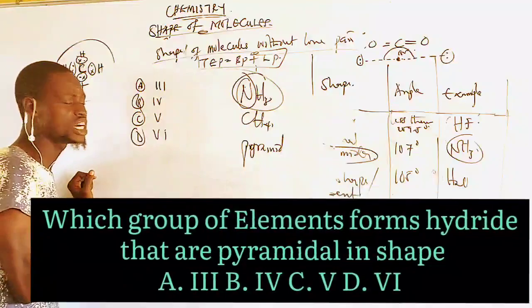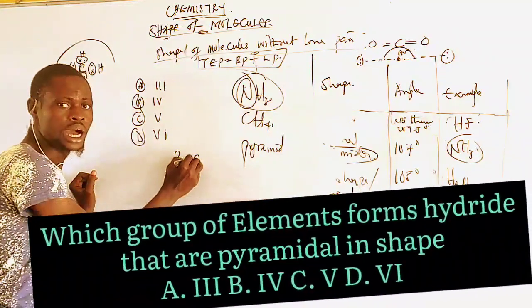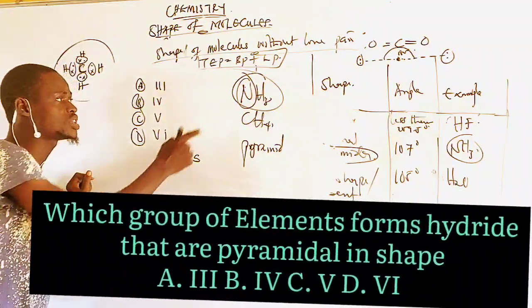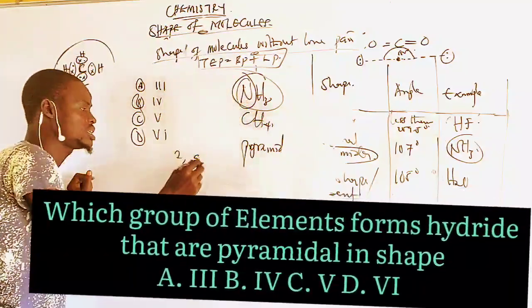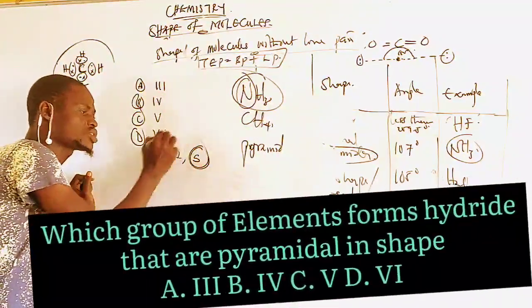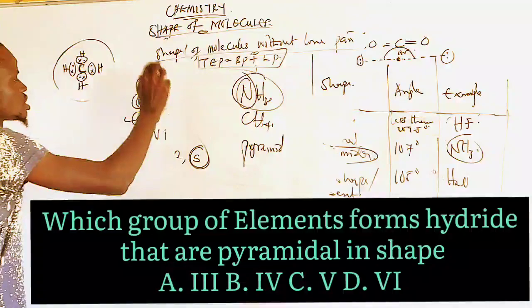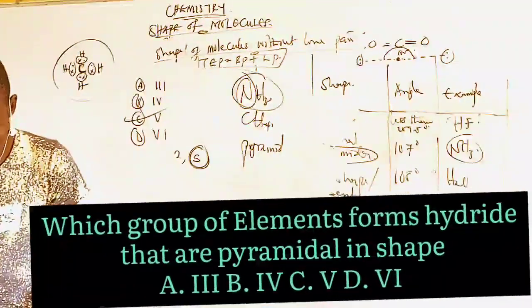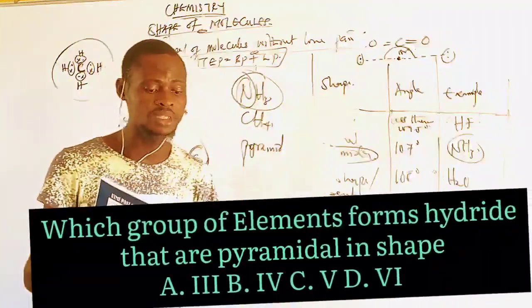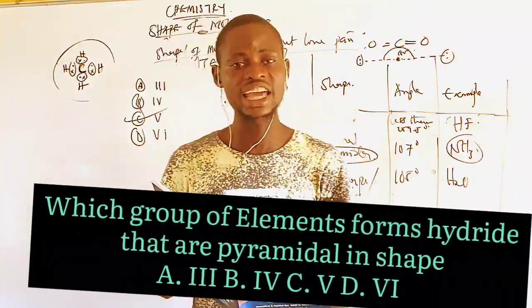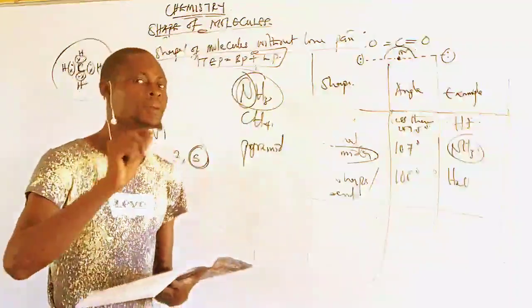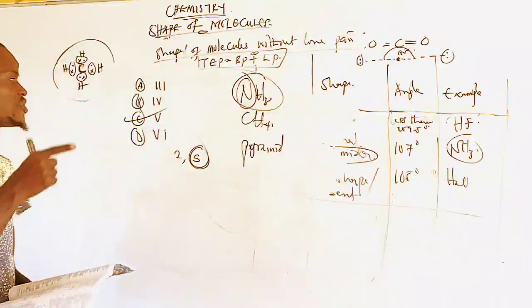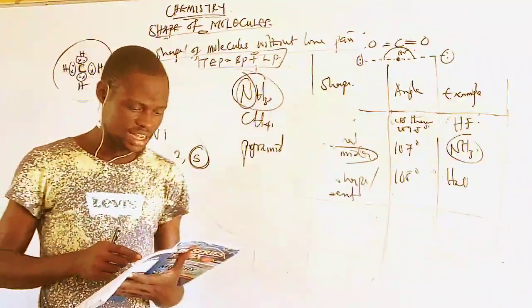Now, the valence shell of nitrogen is 2 and 5. Are you getting what I'm saying now? The group to which nitrogen, the central atom, belongs is determined by the valence electrons. And the valence electron is 5. So the answer to this is what? Group 5. So the question asked which group of elements forms hydrides that are pyramidal in structure. So hydrides that are pyramidal in structure are formed by group 5 elements. That is that for that.